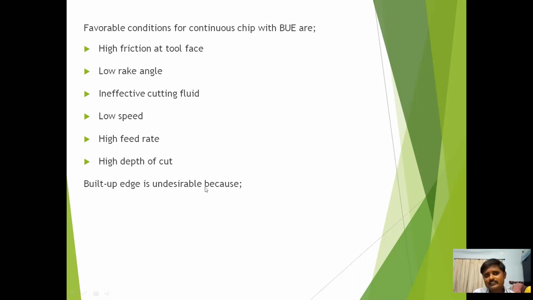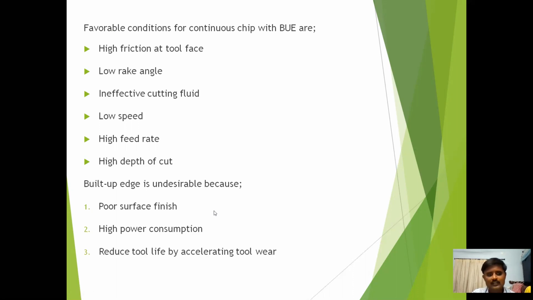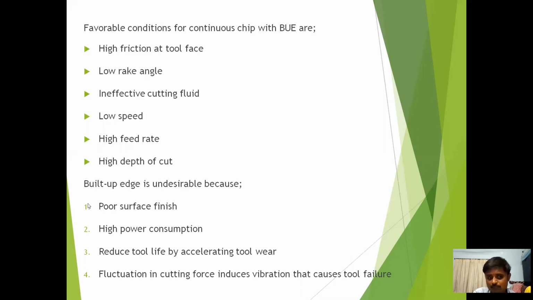Actually, this built-up edge is not desirable because it gives a poor surface finish and high power consumption, and it reduces the tool life by accelerating the tool wear. So that's why we have to try to avoid the formation of built-up edge on the chips. Also, fluctuation in cutting force induces vibration that causes tool failure. If the built-up edge is formed, it will affect the surface finish, cause high power consumption, and also reduce the cutting tool life. So that's why we have to avoid the formation of continuous chip with a built-up edge. So these are the types of chips.